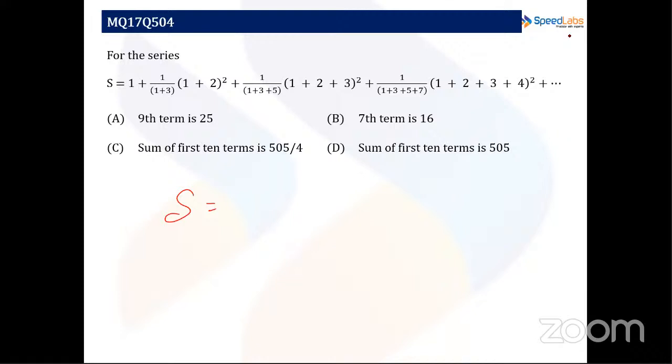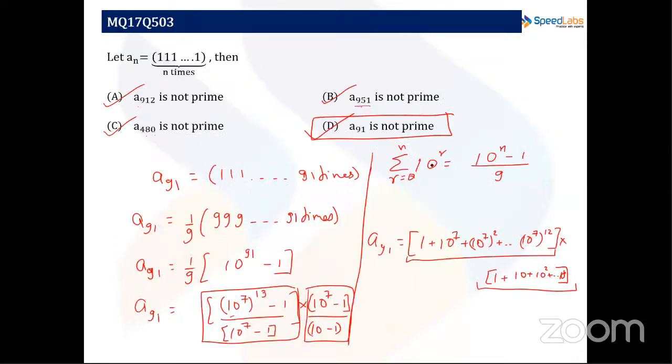Yeah, sure. See, in this question, what we were having is a_n was 1, n times. So 912 will be 1, 912 times, and on adding 1 plus 1 plus 1, 912 times, it would be 912. And obviously if the sum of the digits is divisible by 3, then the number is divisible by 3. So this number is divisible by 3, as well as 912, so it is not a prime.